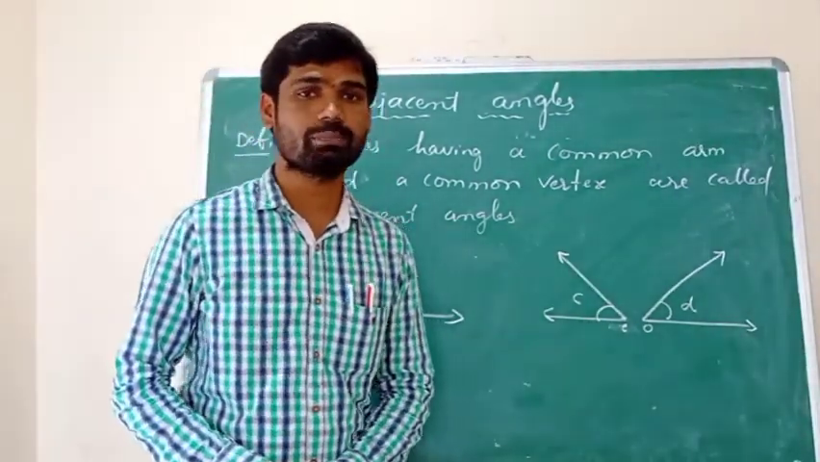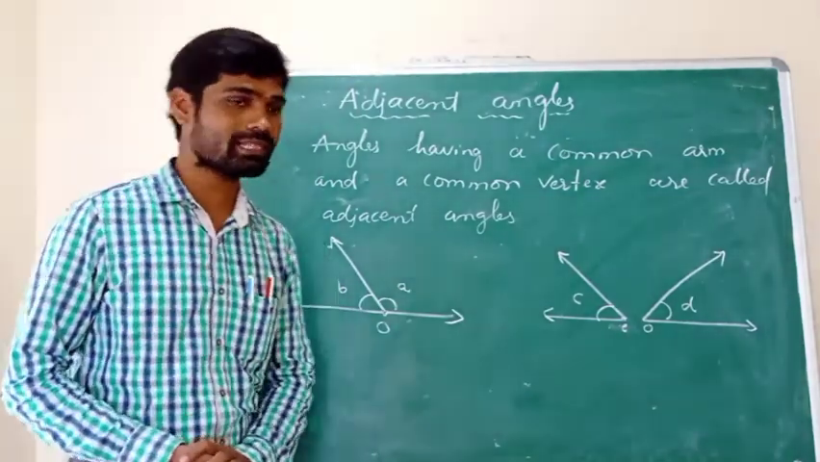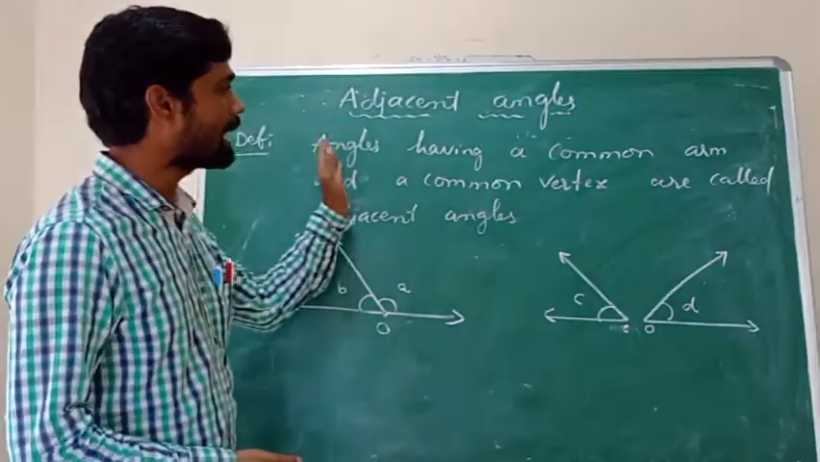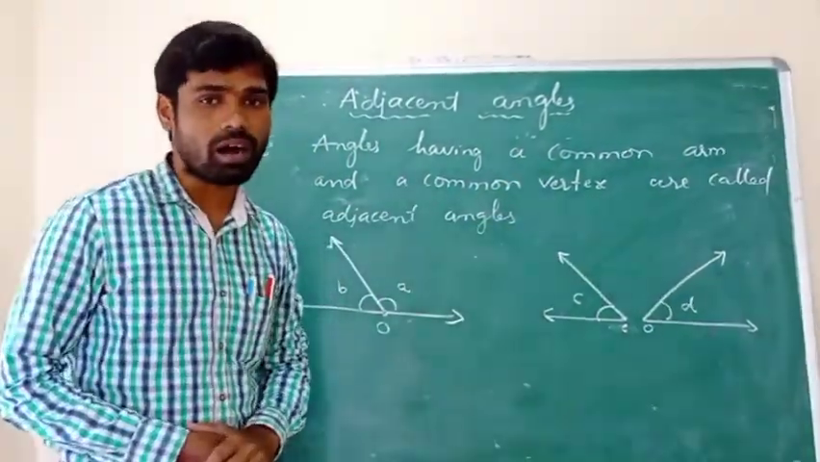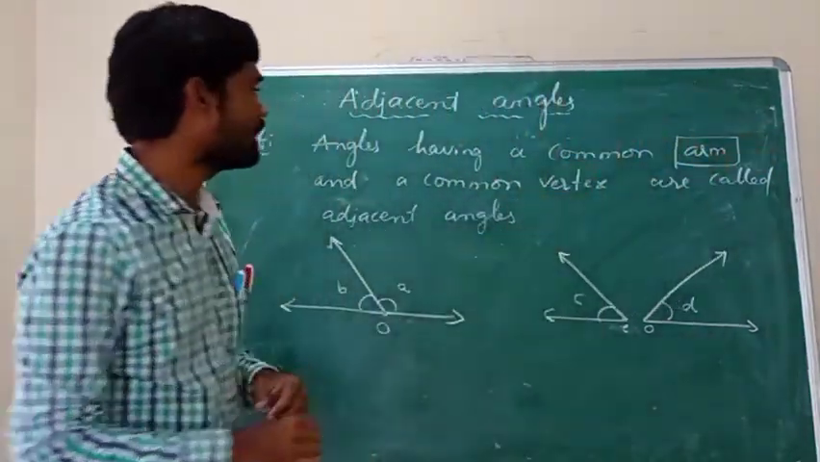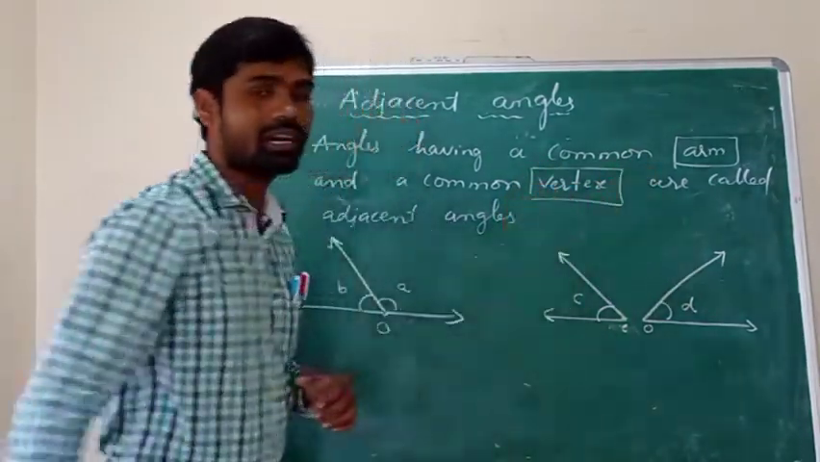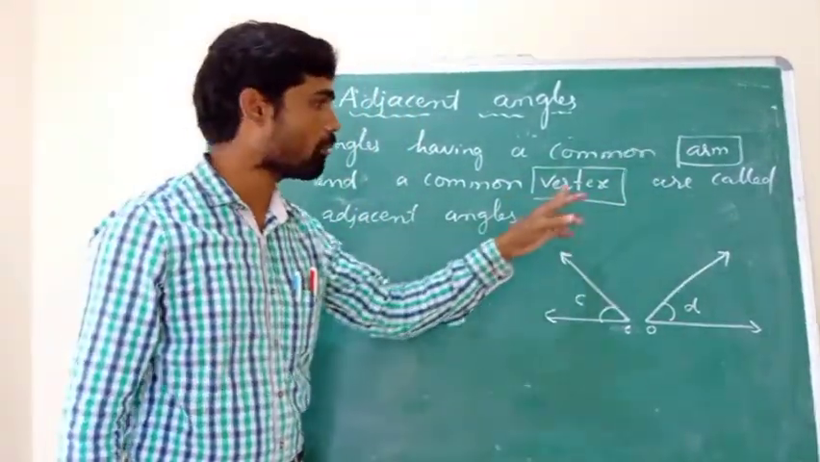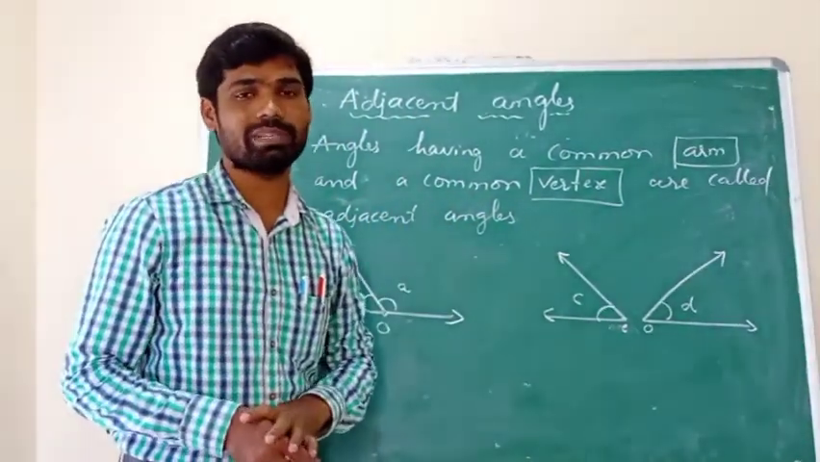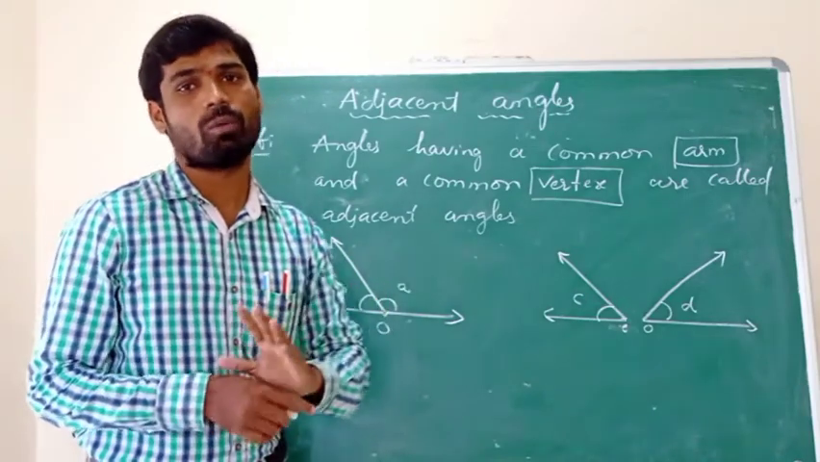In this session of 7th class we have adjacent angles. We are going to discuss adjacent angles. What is the meaning of adjacent angles? Let us see the definition. Angles having a common arm and a common vertex. Two angles having the common arm and common vertex are called adjacent angles. Adjacent means adjoined with a common arm and common vertex.